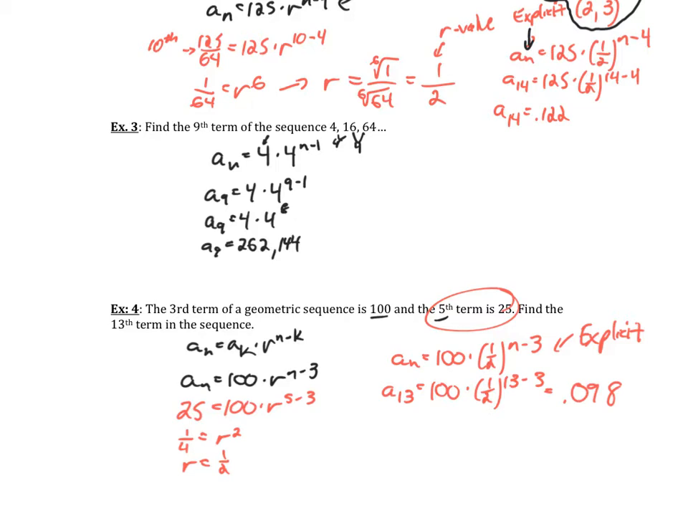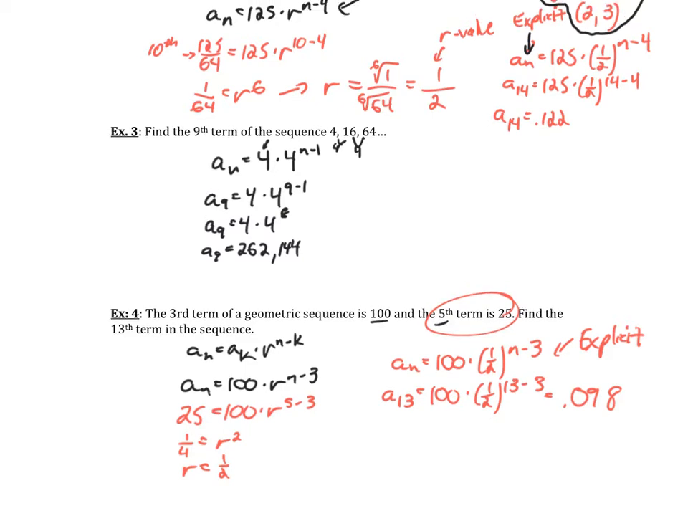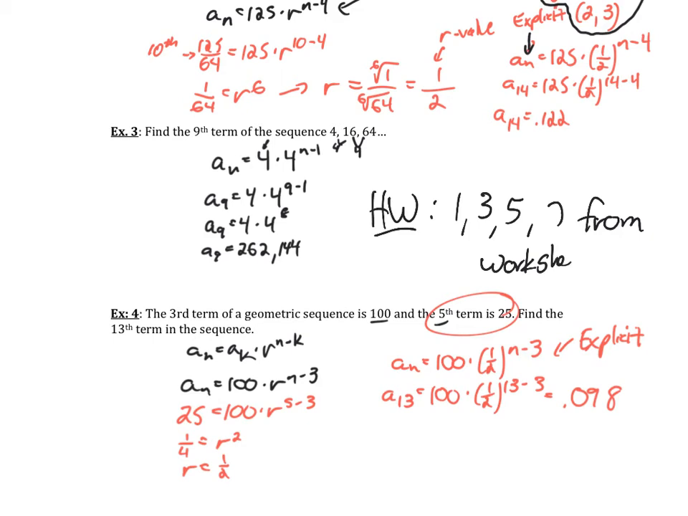So your homework tonight is to do worksheet number 7. I realize we skipped number 5. Don't worry about that. Why don't you do the odds from each section? So 1, 3, 5, and 7. So homework, just to write this out: 1, 3, 5, and 7 from worksheet number 7.